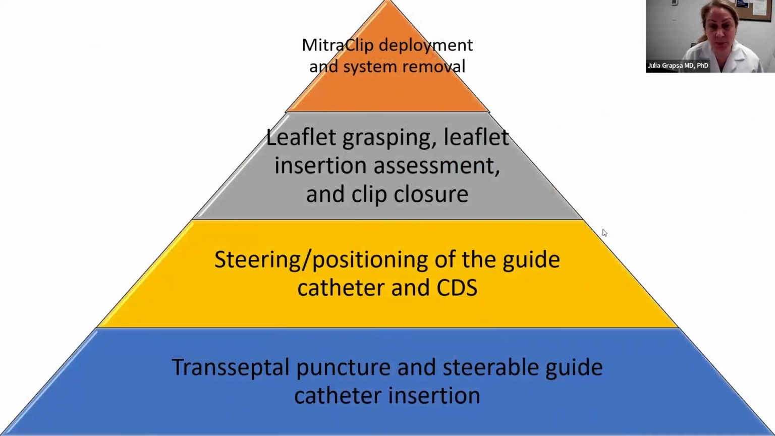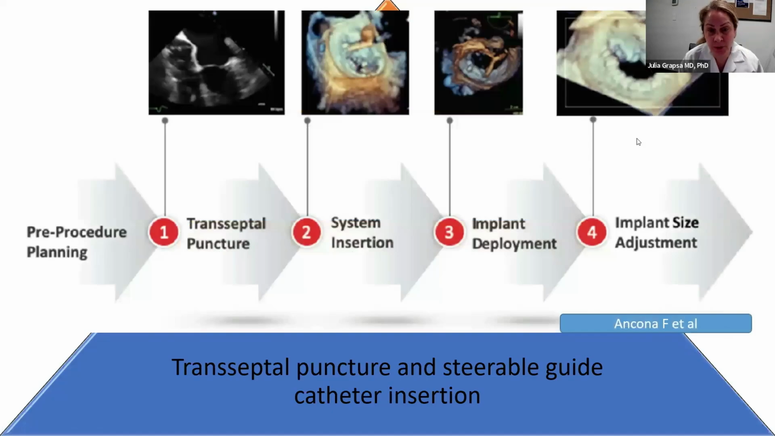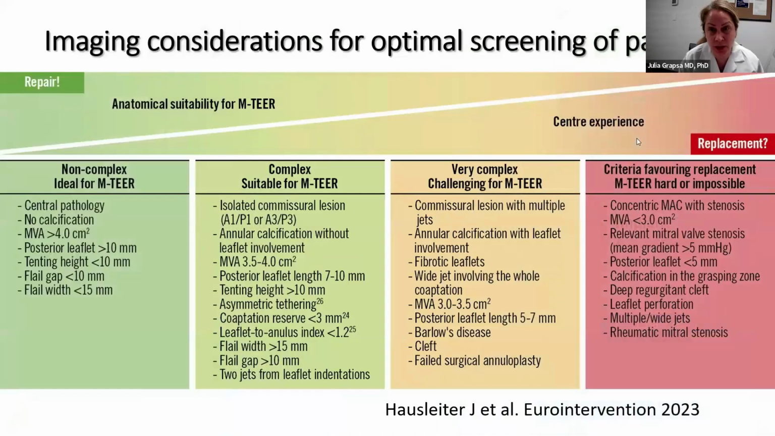When it comes to edge-to-edge repair, first, a very important step is the transeptal puncture and the guide catheter insertion, and then the positioning of the guide catheter and the delivery system. Then a very important role is the leaflet grasping, the leaflet insertion assessment and the clip closure, and then the deployment and assessment of the device post-procedure. So, as we said, step one is the transeptal puncture and then the catheter insertion.